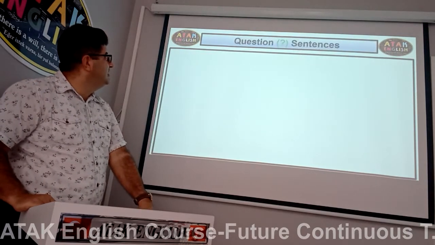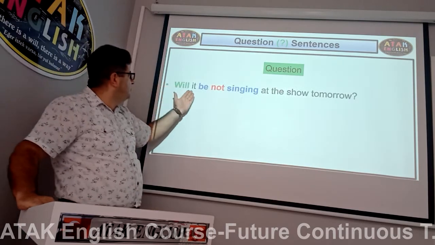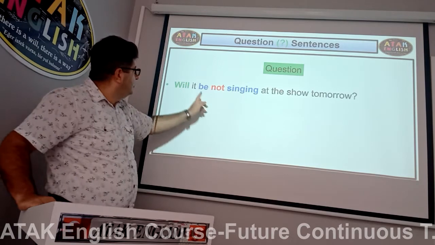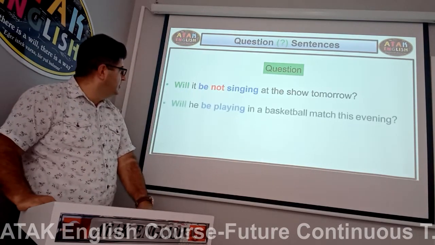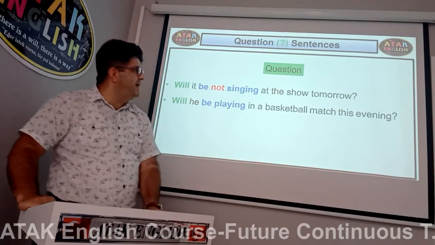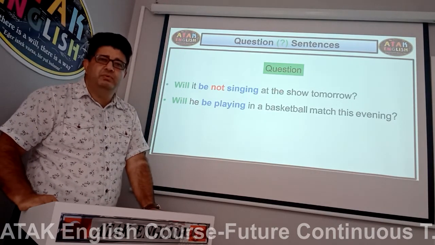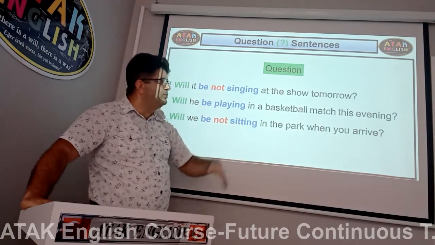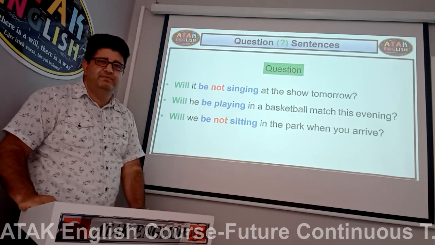What about the interrogative one, question form? Will it be not singing at the show tomorrow? Negative question form. Will he be playing in a basketball match this evening? Positive question form. Will we be not sitting in the park when you arrive? Negative question form.